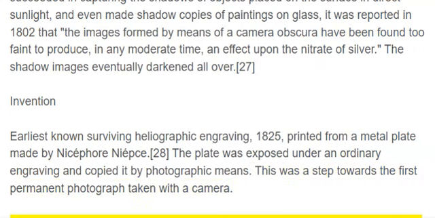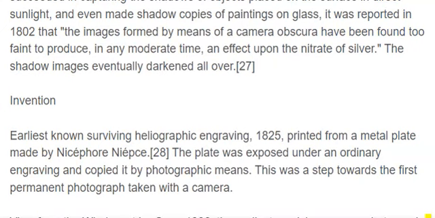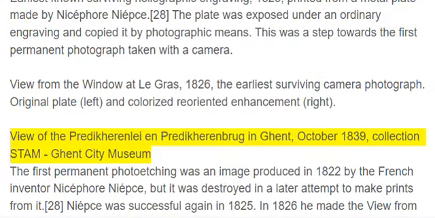View from the window at Le Gras, 1826, the earliest surviving camera photograph. Original plate, left, and colorized reoriented enhancement, right. View of the Prinsenhof bridge in Ghent, October 1839, Collection Stam, Ghent City Museum.